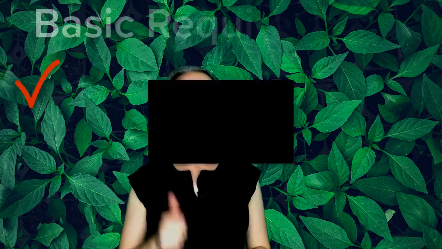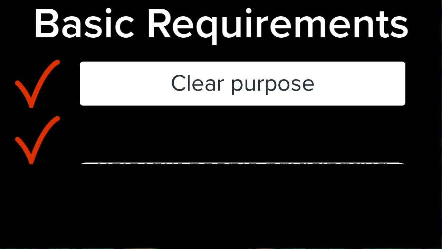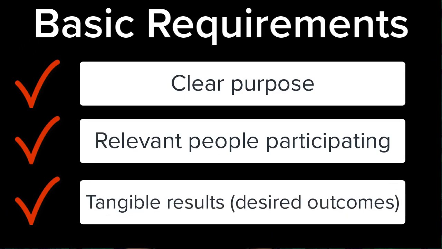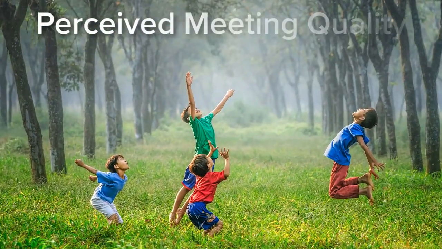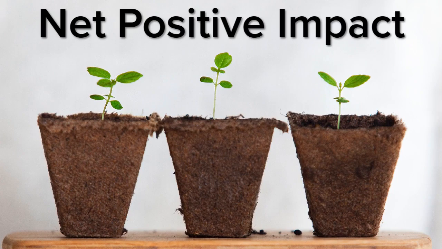Now remember the requirements for an effective meeting. 1, a clear purpose stating why you're meeting. 2, a way for everyone invited to participate. And 3, the creation of tangible results or desired outcomes. So this is that PMQ plus NPI equals an effective meeting. A meeting that feels like a good use of time and creates a positive business value. That's our baseline. How do you make sure your meeting hits these marks?